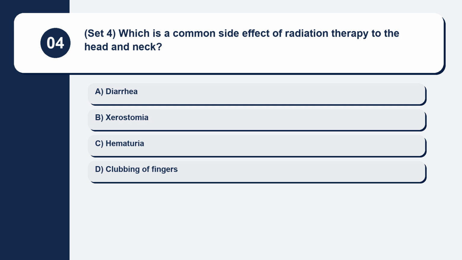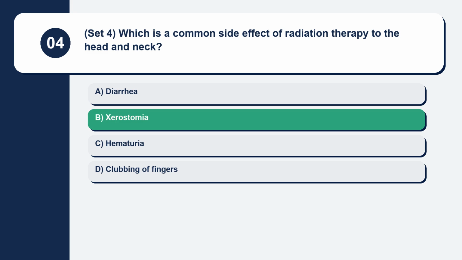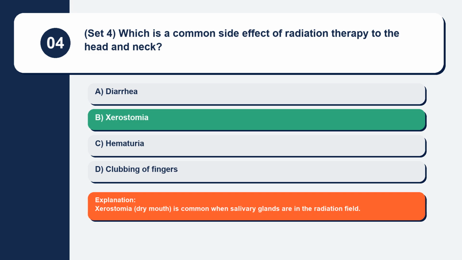Question 4, Set 4. Which is a common side effect of radiation therapy to the head and neck? Diarrhea, xerostomia, hematuria, clubbing of fingers. Xerostomia, dry mouth, is common when salivary glands are in the radiation field.